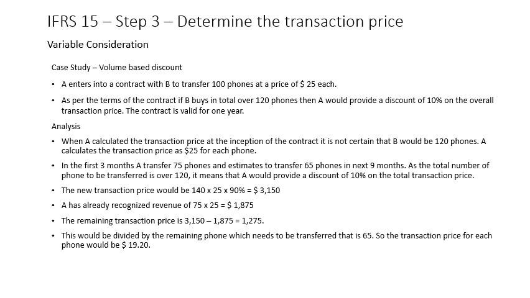That is 3150. As of today, A has already transferred 75 phones at $25 each. So the total transaction price recognized till date is 1875. The remaining transaction price would be 1275, and this would be divided by the remaining phones which would be transferred, which is 65, and the transaction price for each phone would be $19.2.